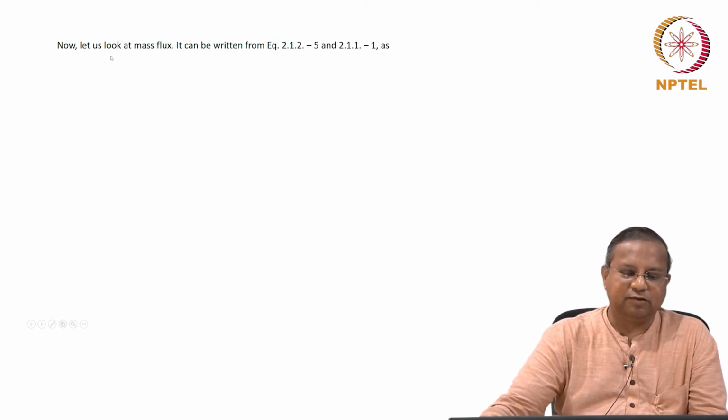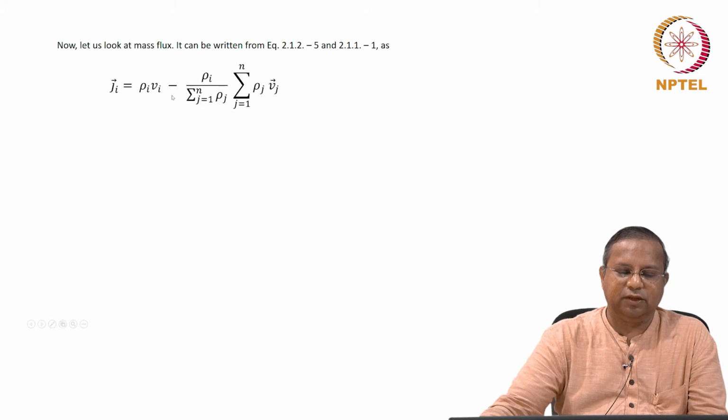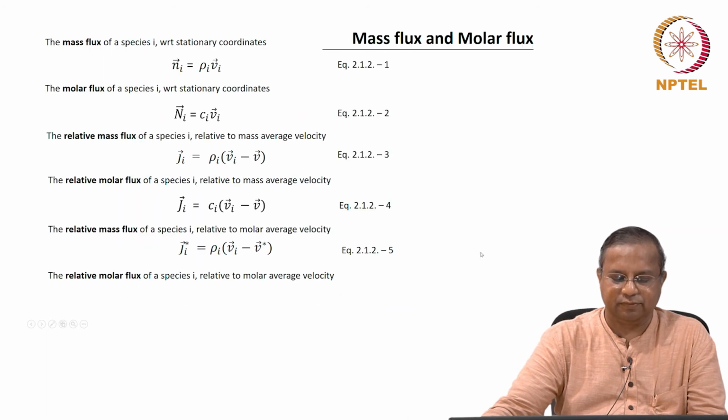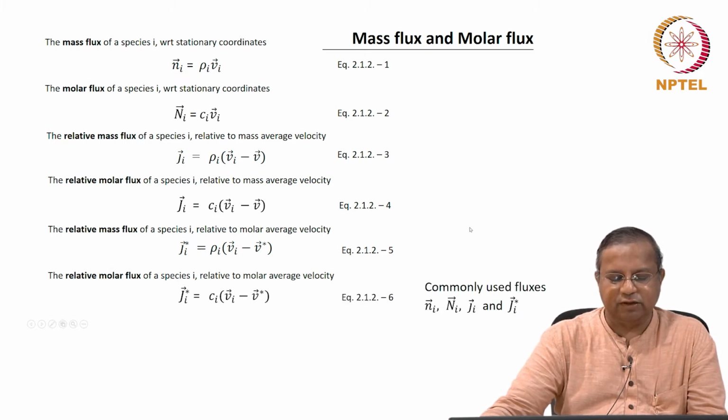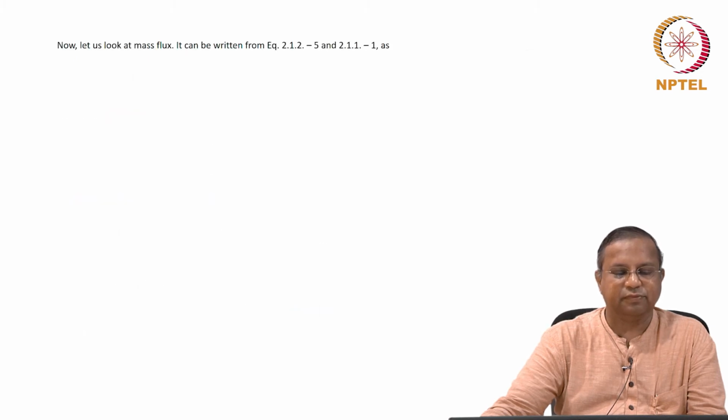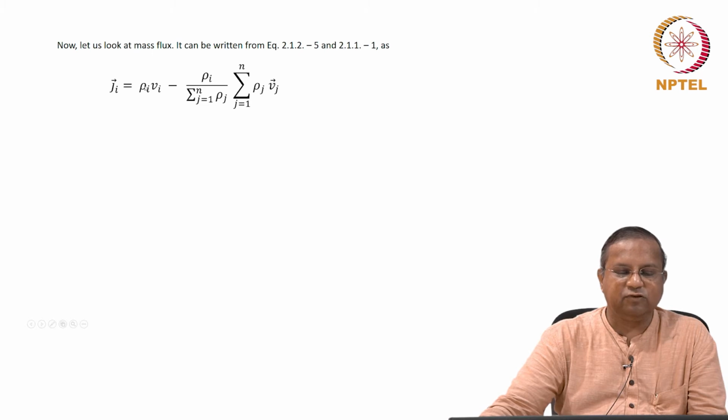Now, let us look at mass flux. Equation 2.1.2-5, this lowercase j, lowercase ji, is the mass flux. It is lowercase ji star because it is relative to the molar average velocity: rho i times Vi minus V star. If you look at this, Ji is rho i Vi minus the sum of rho j Vj divided by the sum of rho j, and because we have removed the brackets, the rho i comes in here. You can see where I am getting at.